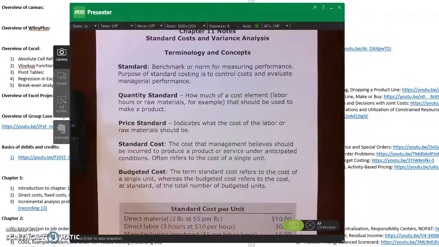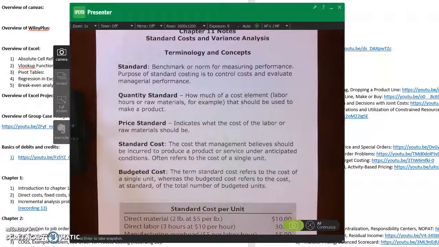Then we can also say it should take us a half an hour to make a pizza, from assembling all the ingredients and tossing the dough to actually cooking it. That would be a quantity standard in terms of direct labor. We can also have price standards in terms of direct labor and direct materials. We could say we should pay $10 an hour for making a pizza. So in that case, if it takes a half an hour, the labor cost should be $5.